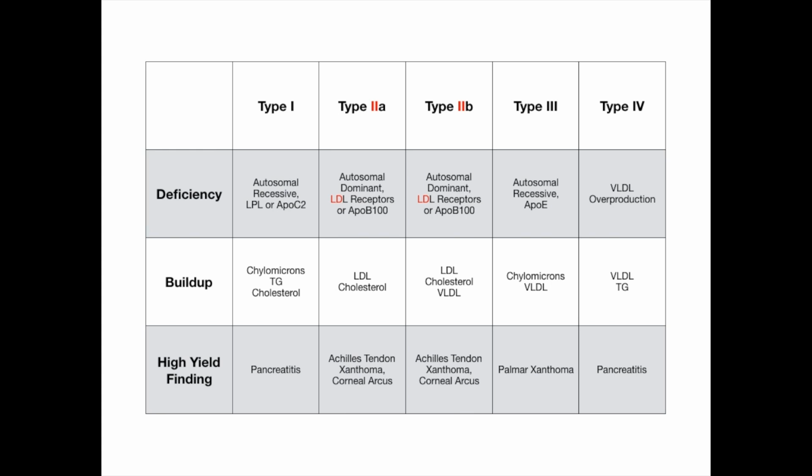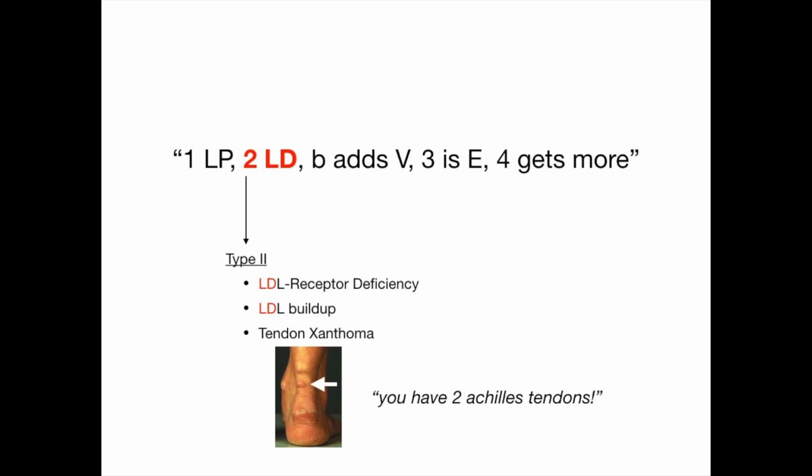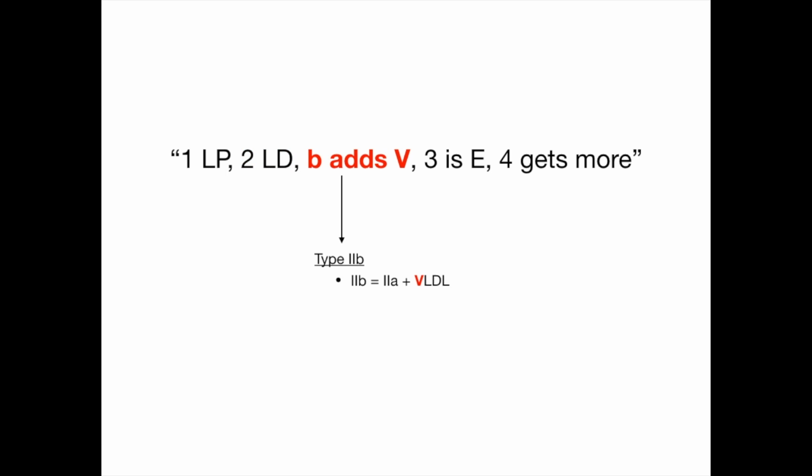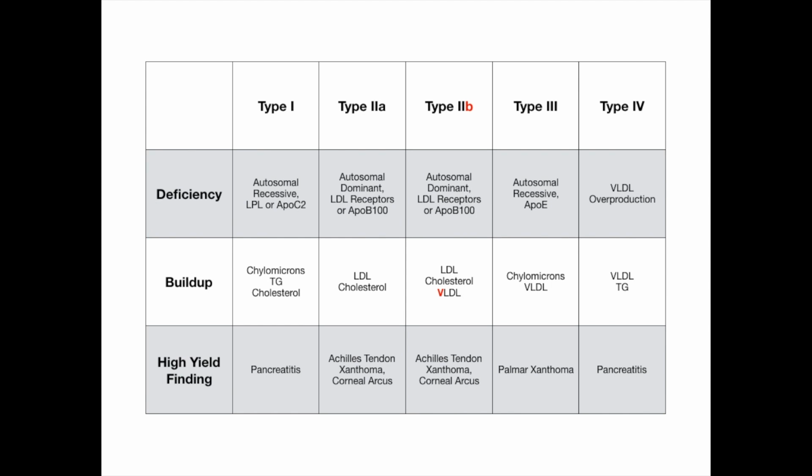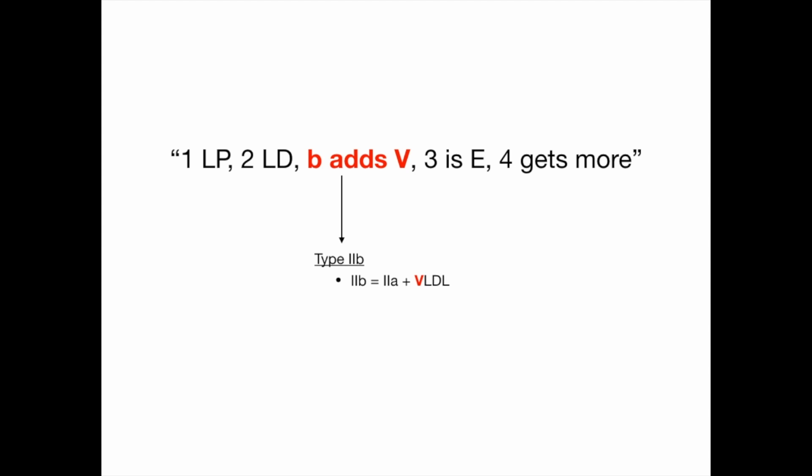Now, the only difference, literally, between 2A and 2B is what the next part of our mnemonic tells us. So that's B adds V. So in type 2B, it's everything that you see in type 2A plus VLDL. So look at our chart. The buildup is the same in 2A and 2B, with the exception being that in 2B, you add V, right? So you have VLDL added into there. So in our mnemonic, 1LP, 2LD, B adds V. The B, type 2B, adds VLDL. So it's everything that you see in 2A, plus a buildup of VLDL.